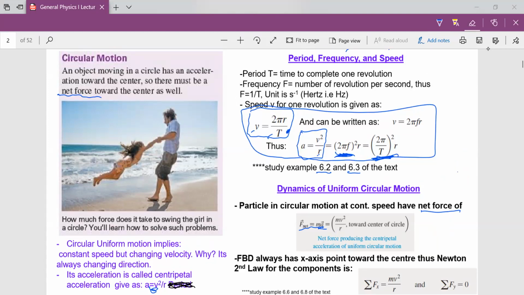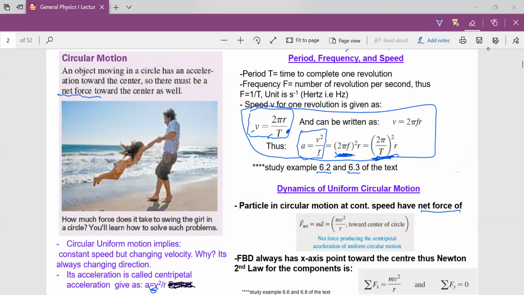So this particular equation is the net force producing the centripetal acceleration of uniform circular motion, all right? So whenever we look at the dynamics of circular motion, we're always going to call back this equation to mind, which brings about this acceleration. We have stated that the acceleration and the net force will have the same direction, towards the center of the circle.